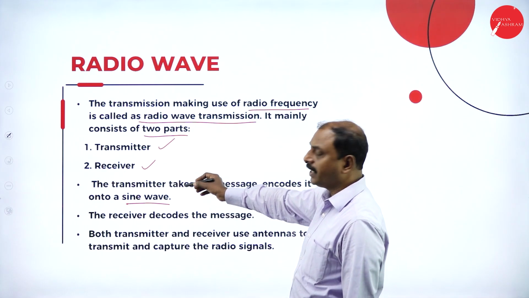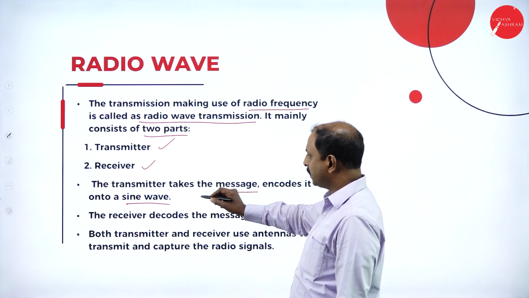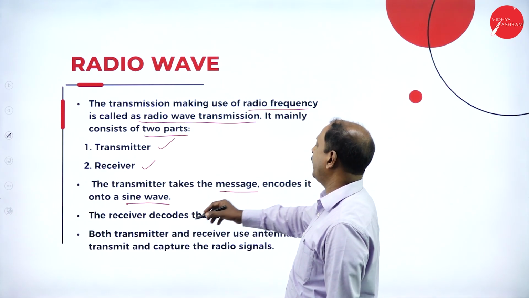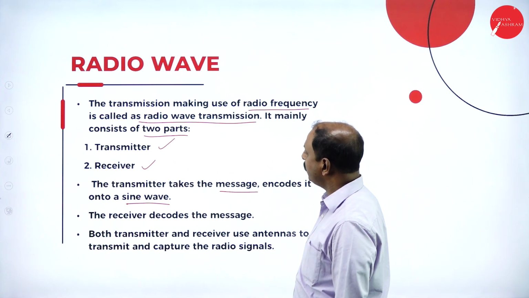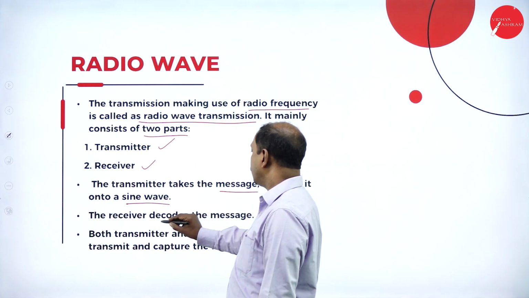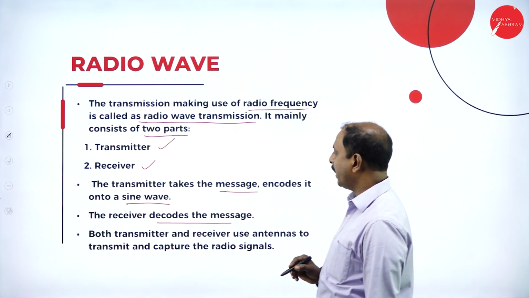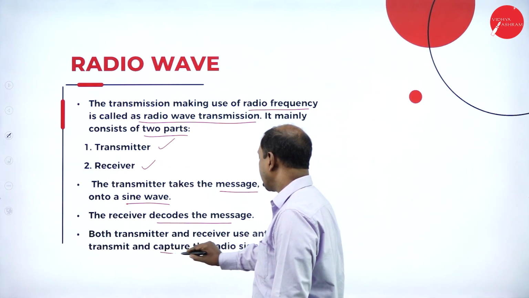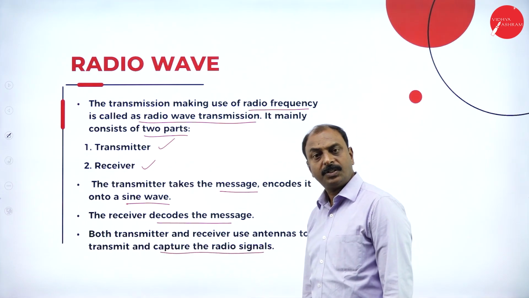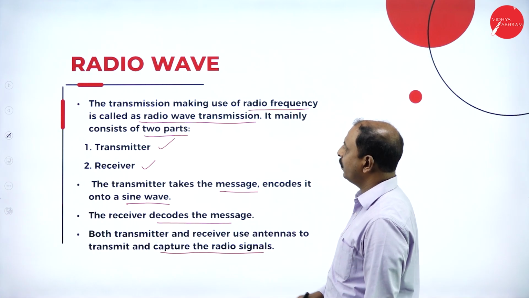The transmitter receives the signal messages from the user, encodes them and transfers them over radio wave transmission. The receiver decodes the message, and both the transmitter and receiver use antennas to transmit and capture the radio signals. So, this is how radio wave functions.